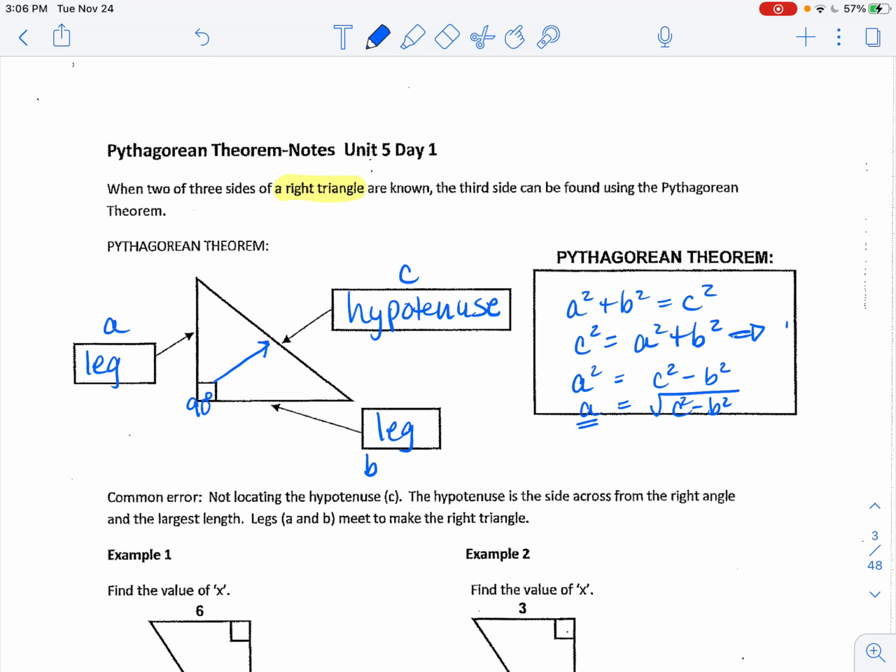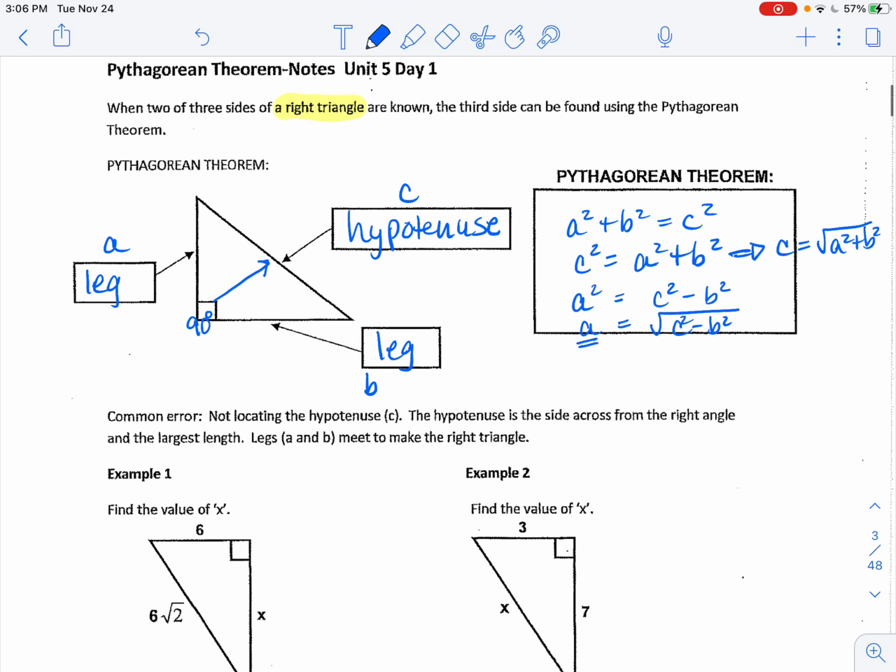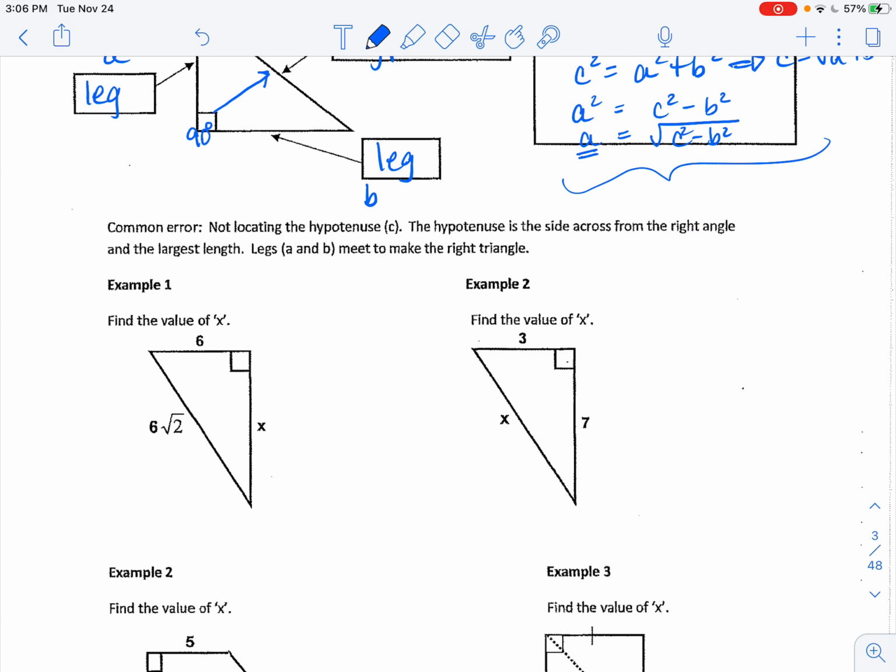If we're solving for C, then you would square root it, and it would just be the square root of A squared plus B squared. All right, so those are all the different varieties of the Pythagorean theorem. A common error is not locating the hypotenuse correctly. The hypotenuse, again, is always across the box. It is the longest side on your right triangle.